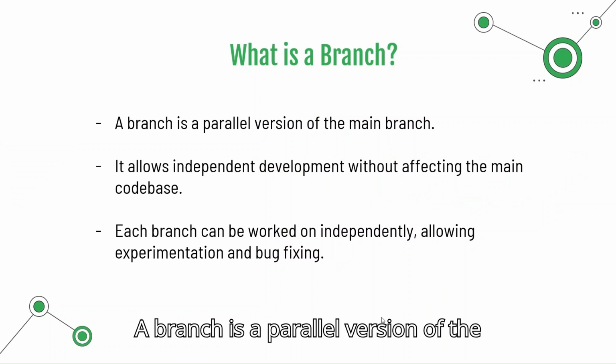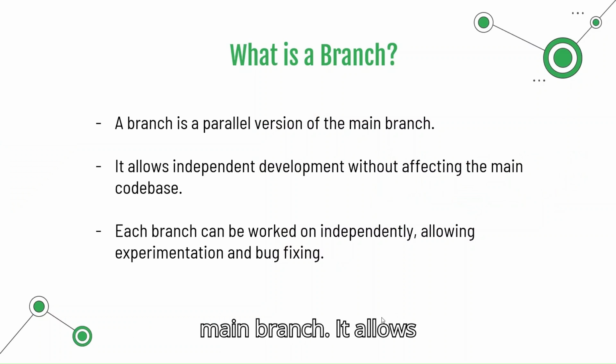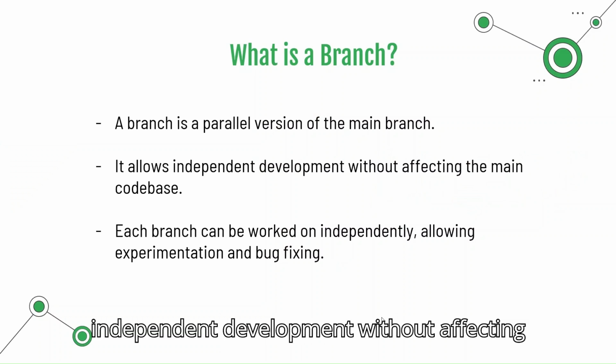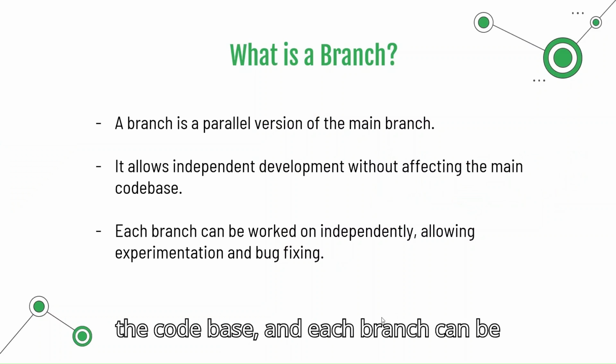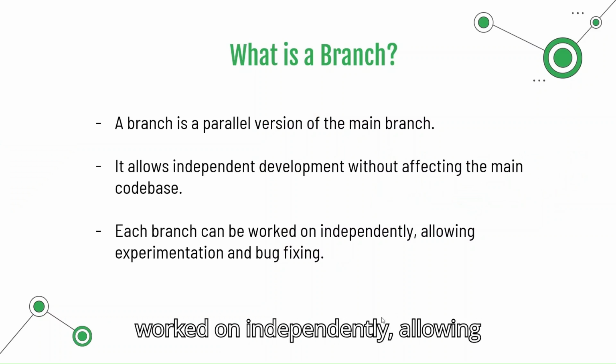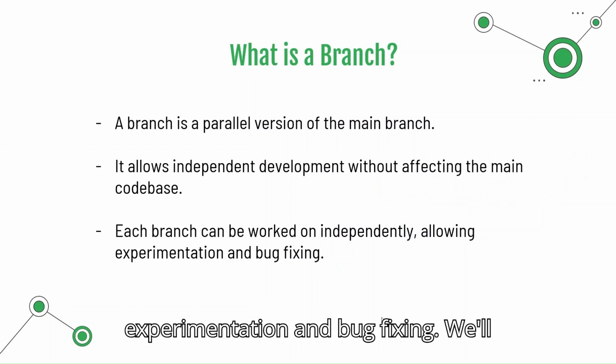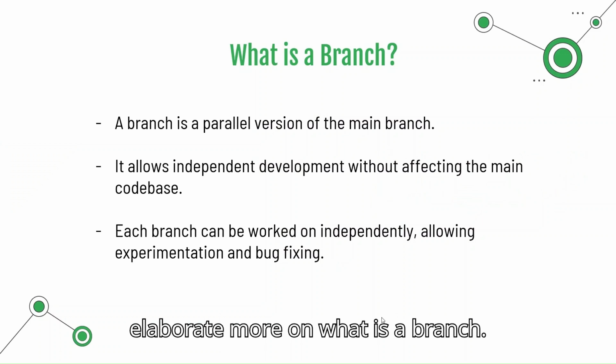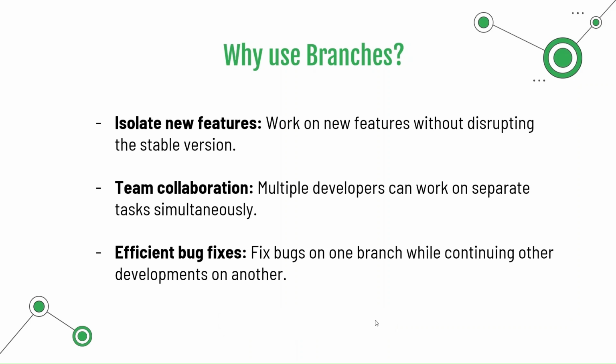A branch is a parallel version of the main branch. It allows independent development without affecting the codebase, and each branch can be worked on independently, allowing experimentation and bug fixing. We'll elaborate more on what is a branch. And now, why use branches?